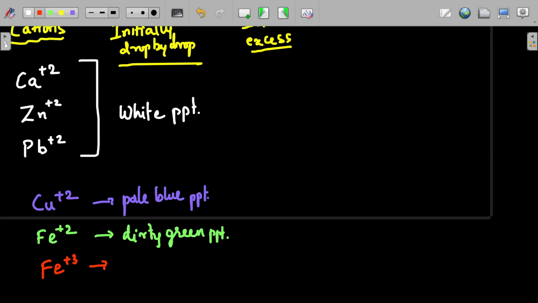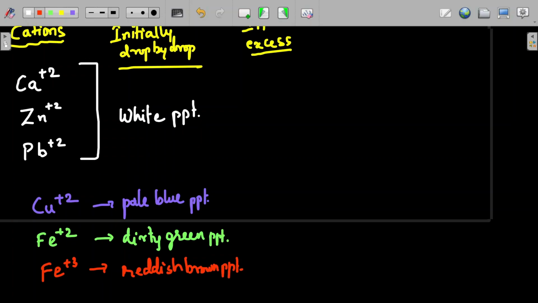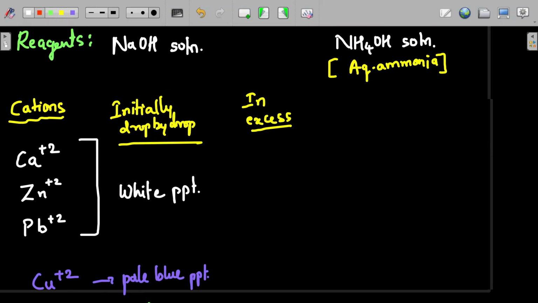Thirdly, for ferric, we will get reddish brown. Yes, we will get the reddish brown PPT when you add drop by drop. These all are initial observations. Same thing happens with aqueous ammonia. One exception is there, that is for calcium.